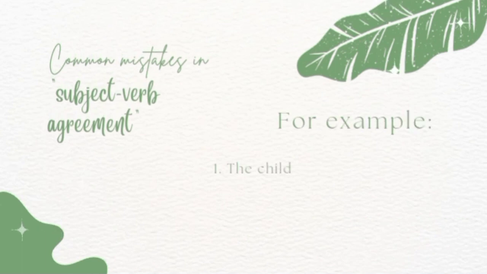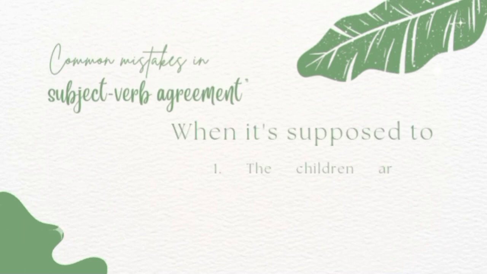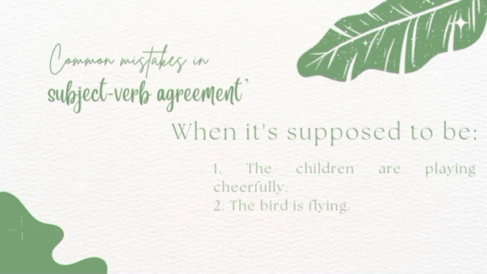Next is the mistake of subject-verb agreement. For example, the children is playing cheerfully. The birds are flying. When it's supposed to be, the children are playing cheerfully. The bird is flying. Always remember that the subject of a sentence and the verb of a sentence must agree with each other. If the subject of a sentence is singular, then the verb must be singular. If it's plural, then the verb must also be plural.